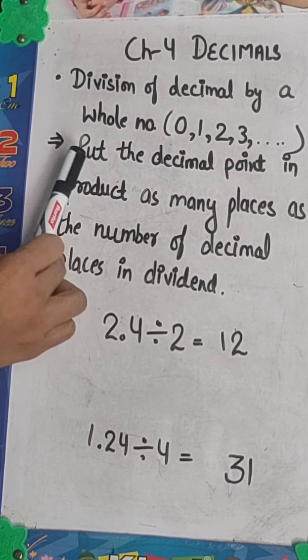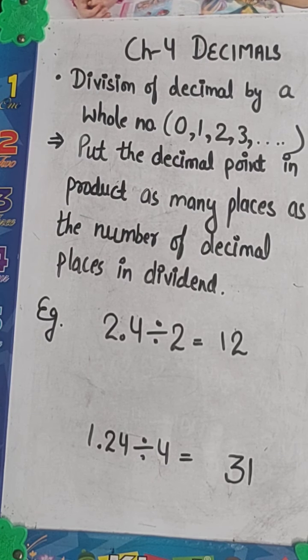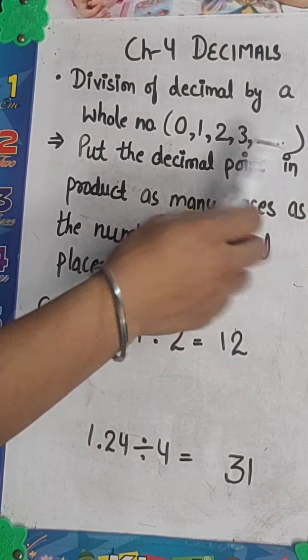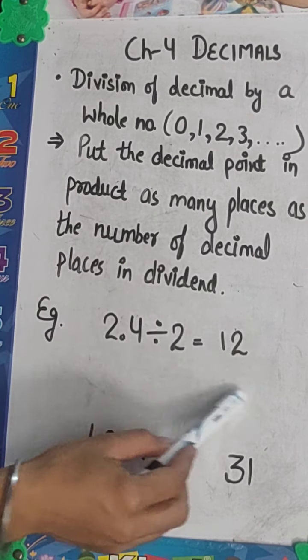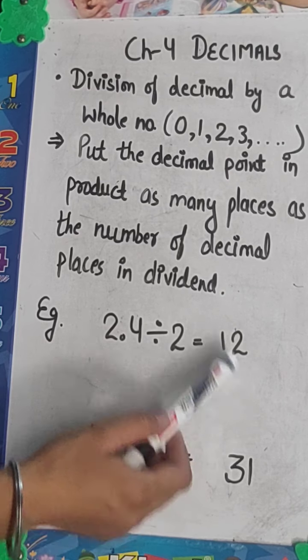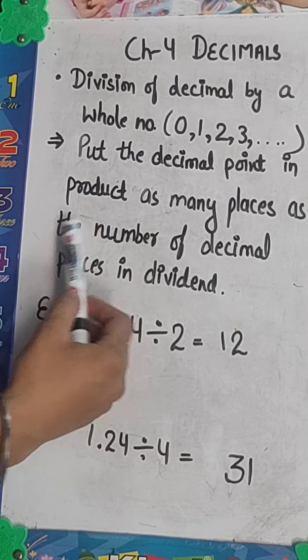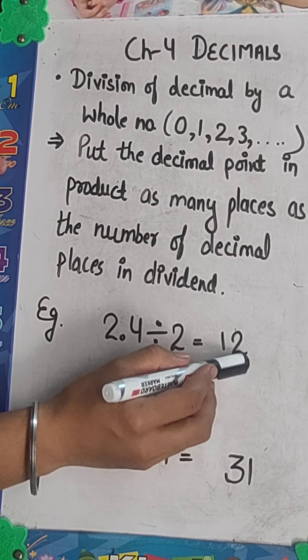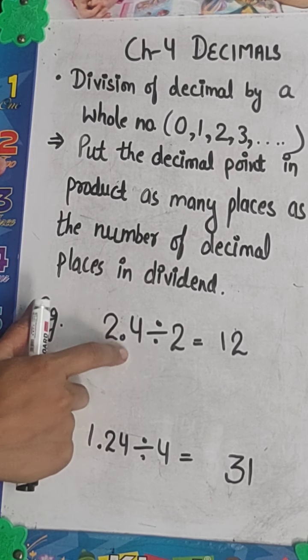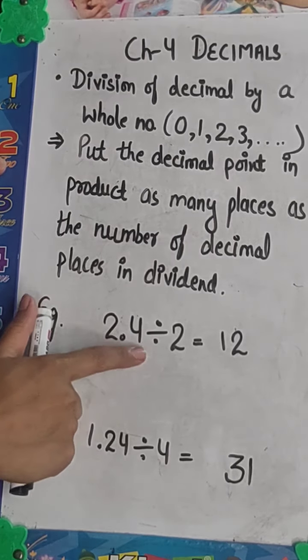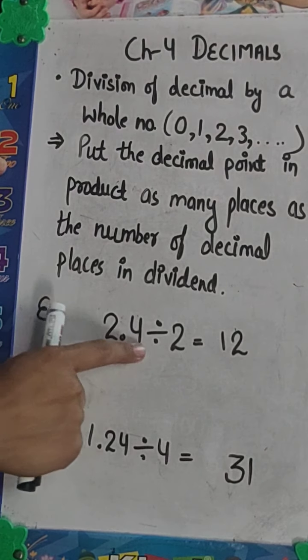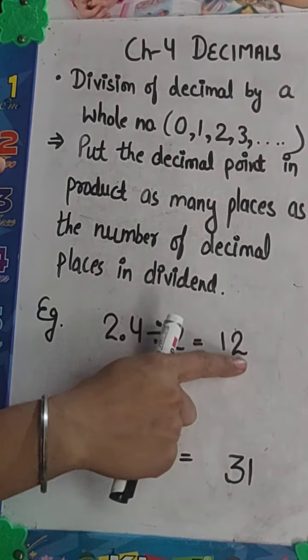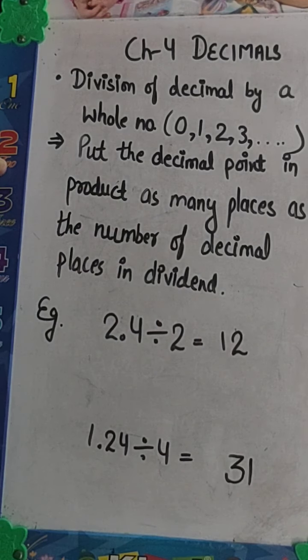So look here everyone, what we have to do, you have to put the decimal point in the product. Whatever your answer is, you have to put the decimal point as many places as the number of decimal places in the dividend. You have to put the decimal here according to the number of decimal places in the dividend. So in this the decimal is here before one digit. So in this also you have to put the decimal before one digit.